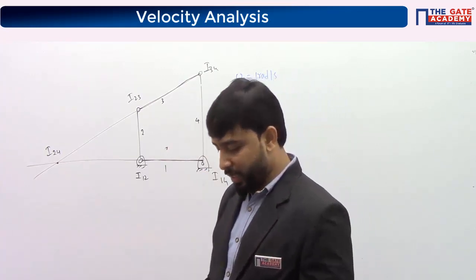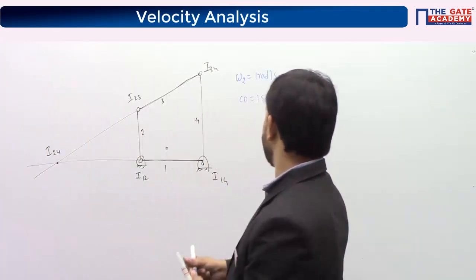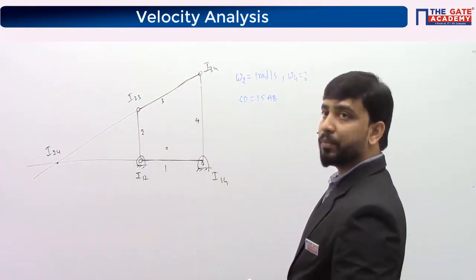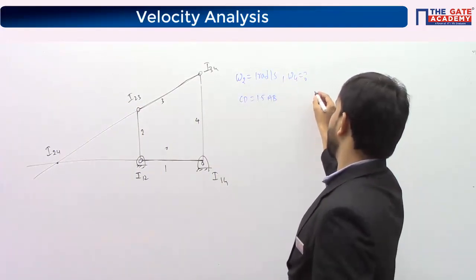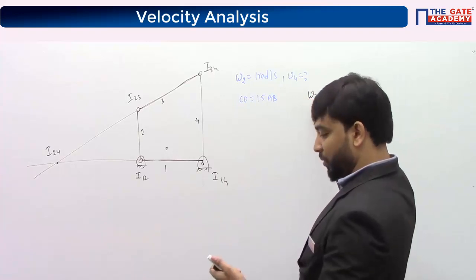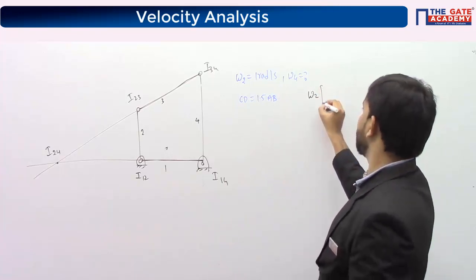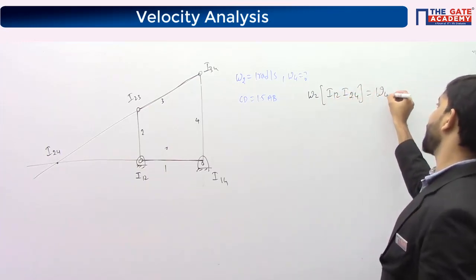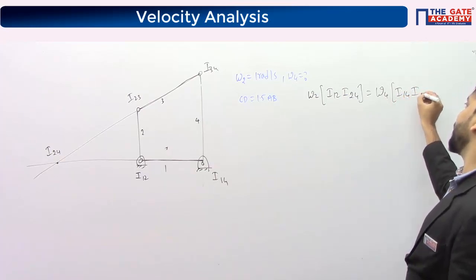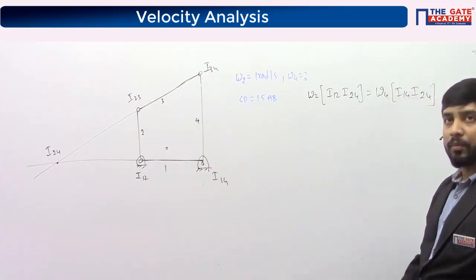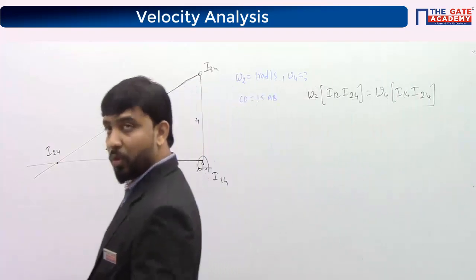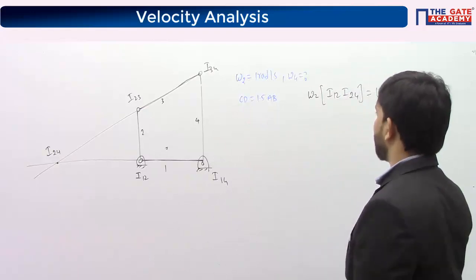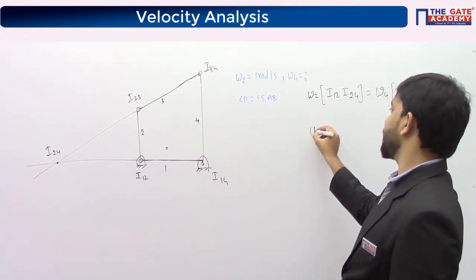So for these links, we can write the angular velocity ratio theorem. Omega 2 is given in the question. It is asking us to find omega 4. So I am writing the angular velocity ratio theorem for these 2 links like this: omega 2 into the distance between I12 and I24 should be same as omega 4 into the distance between I14 and I24. So omega 2 is 1 radian per second, it's given in the question.